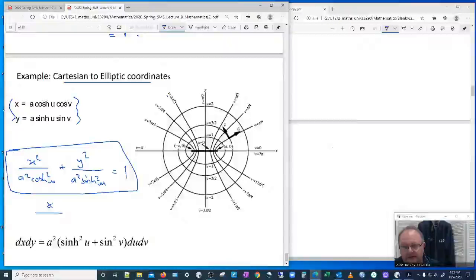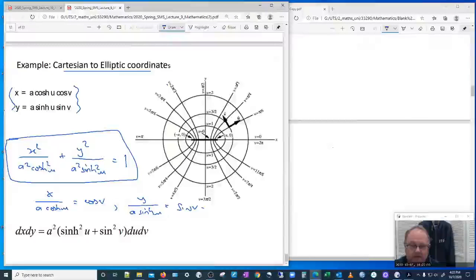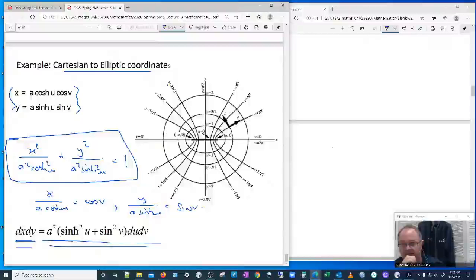So x over a cos u is cos d, and y over a sine. Okay, so then we can use these as our transformative information. So building up the dy dx equivalent, and so we get this du dv. So this is our new transformation pairing. And you'll notice that the slides stop there.